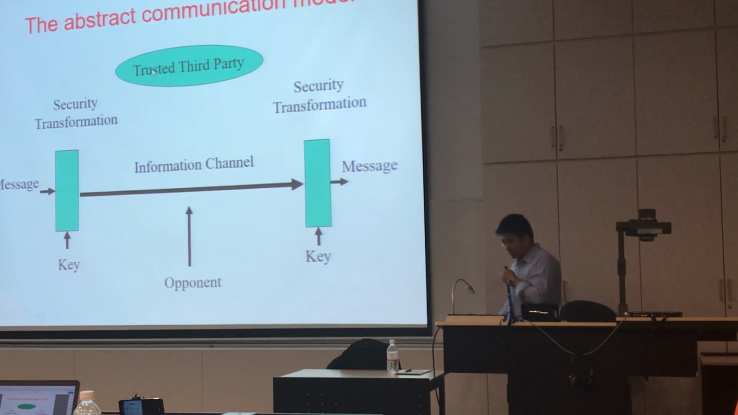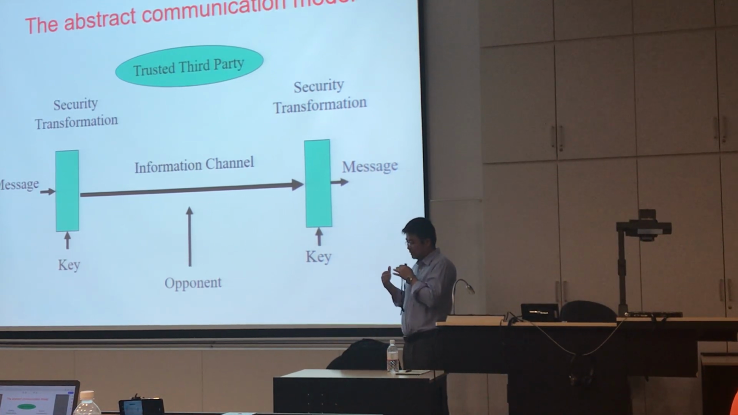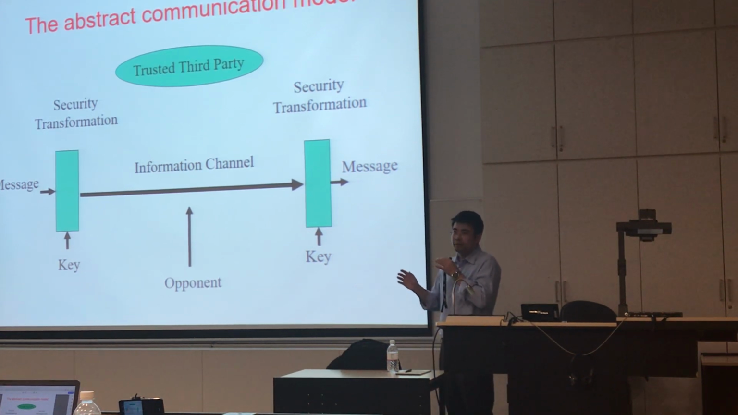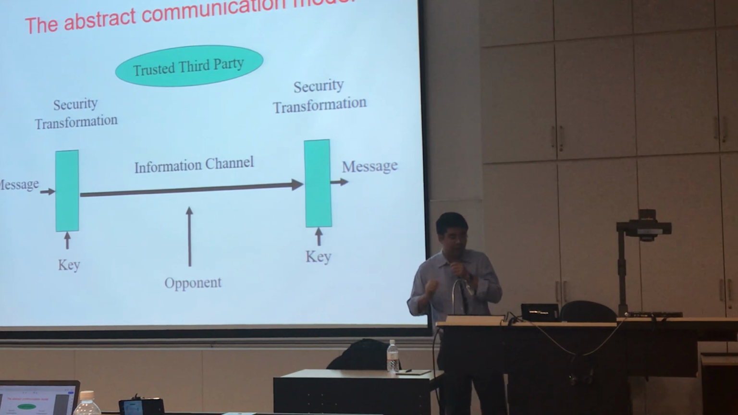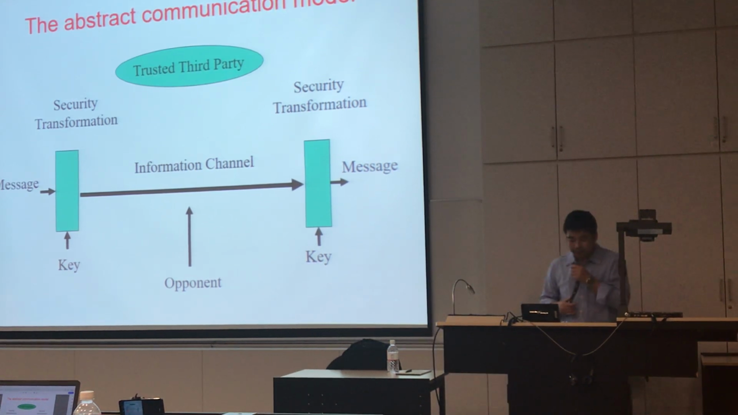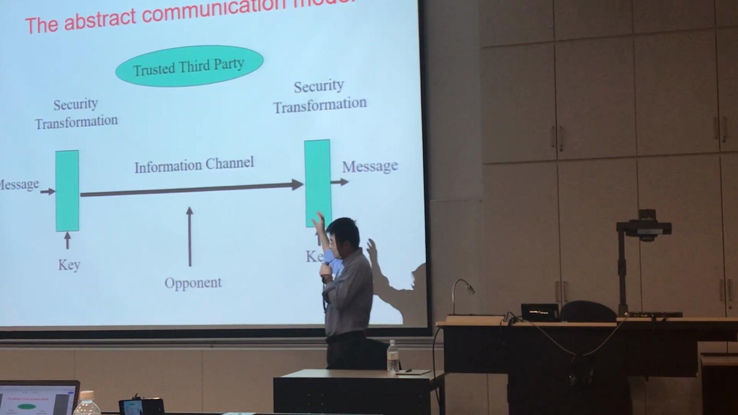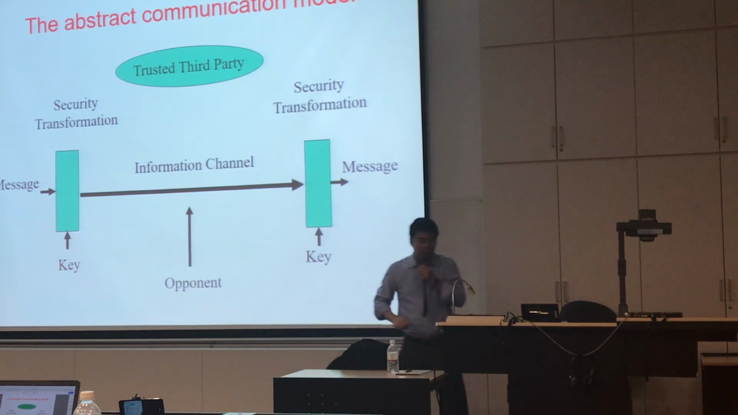This is somehow similar to the physical world. When we have the government or government bodies, they are trusted by all the people. So they can issue credentials and certificates to people so that people can verify each other using them. Then we need to put our trust on those authorities. So these are the trusted third parties in network security protocols. That's the basic communication model we will use.